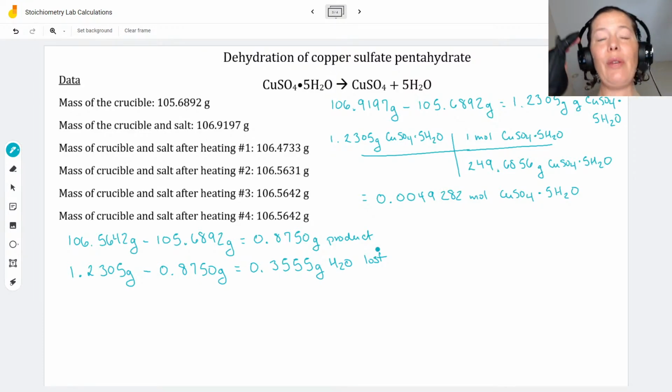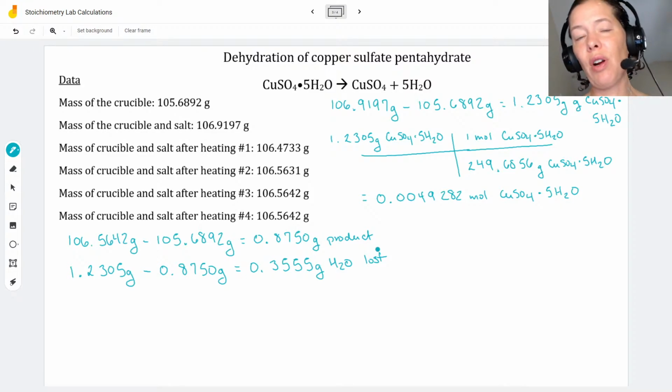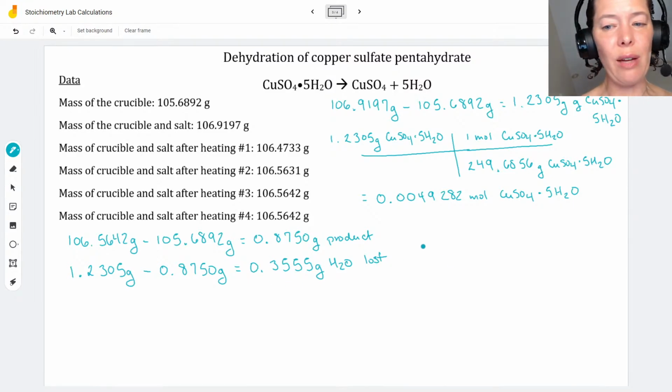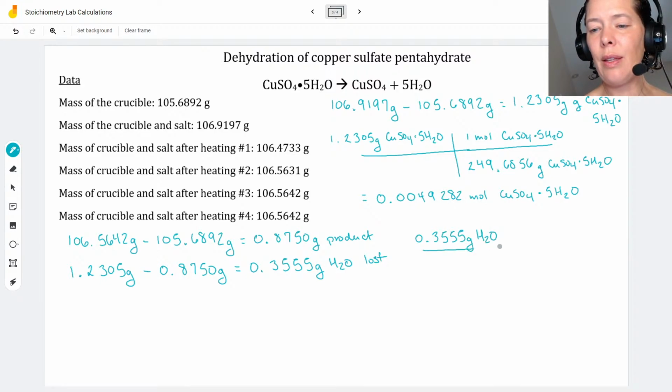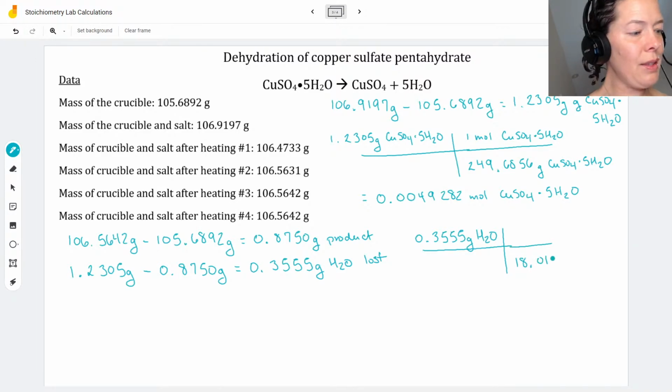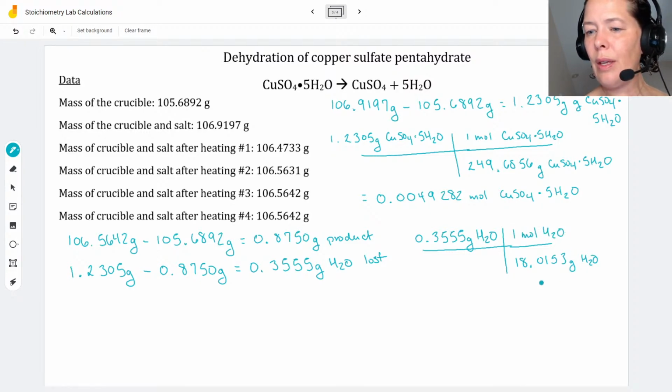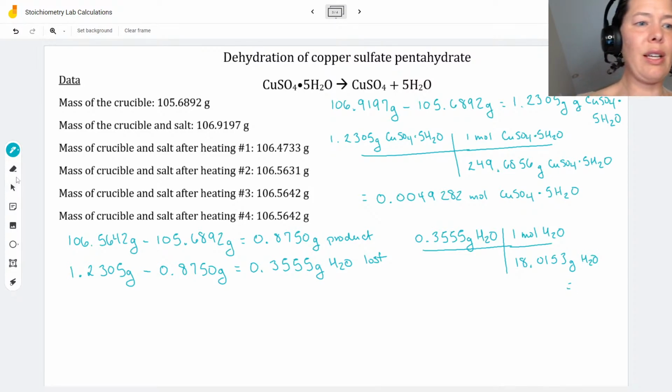Okay, so what we really want to do is compare our moles of water lost to our moles of copper sulfate pentahydrate. So I've already converted into moles of copper sulfate pentahydrate, but I need to convert this grams of water into moles of water. So let's do that really quickly. Here is my grams of water. And let's get that into moles. And that will give me, actually I'm going to give myself a little more space here.